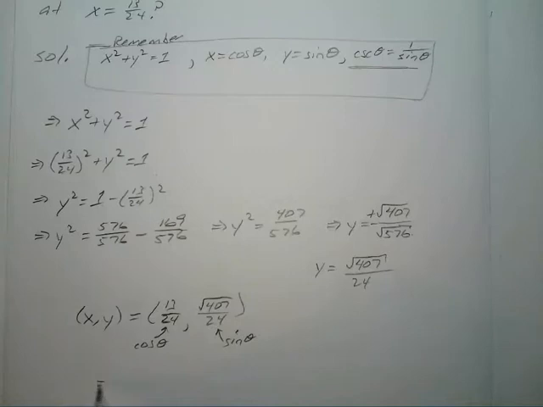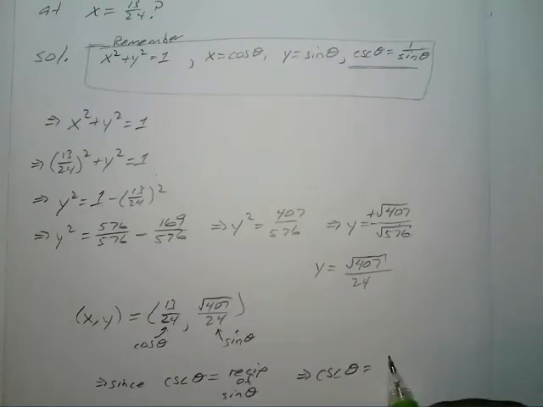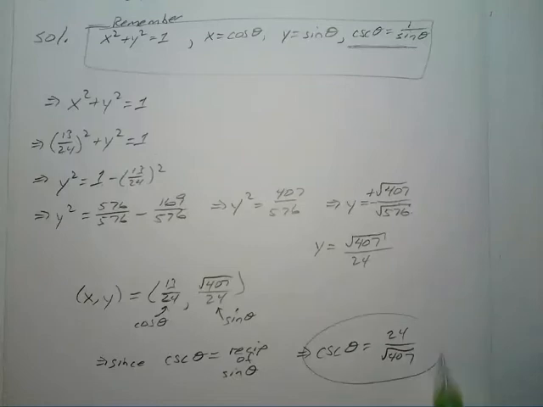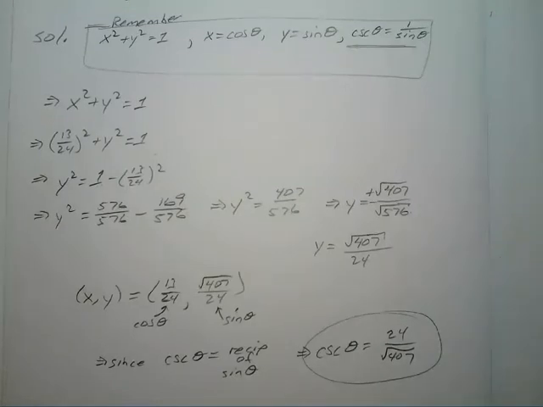Okay, so since cosecant theta equals the reciprocal of sine, that means cosecant of theta is equal to 24 over square root of 407. And you can leave that as your final answer. You don't have to rationalize it, but sometimes the question may ask for you to rationalize it, but in most cases that should be good enough.